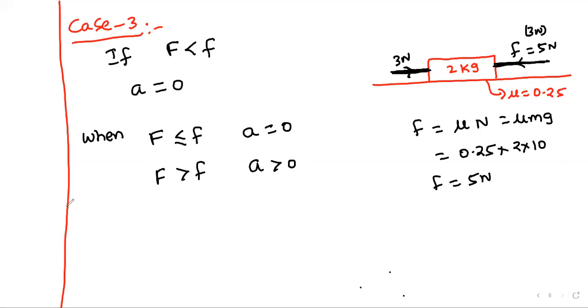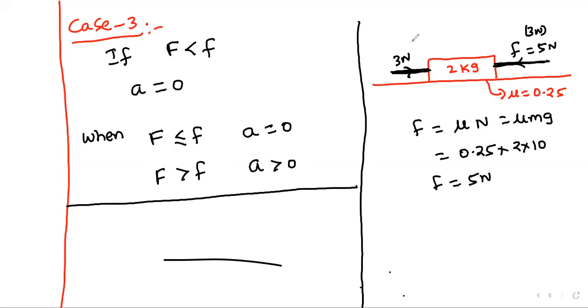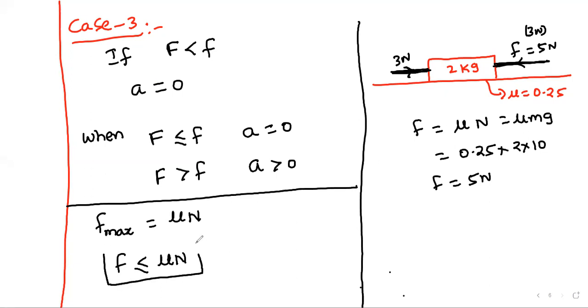Now here we have the maximum value. We know that the maximum frictional force F max we got as mu N. That means the frictional force will have values less than or equal to mu N. Understand this one: F is less than or equal to mu N.